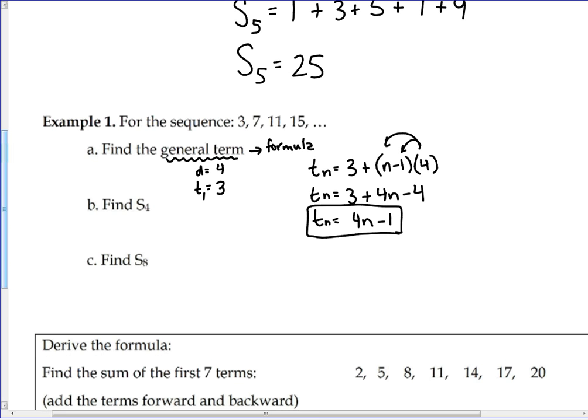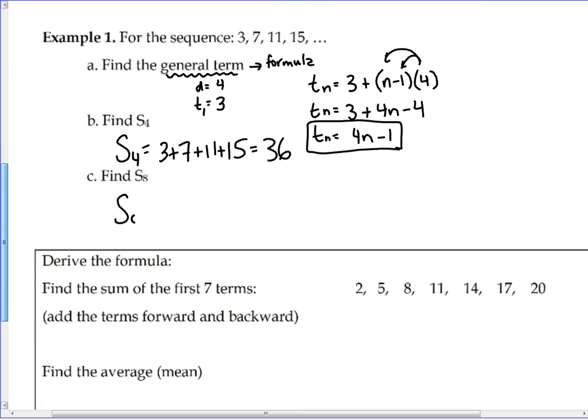That's a check. Find the sum of the first 4 terms. What are we going to do? Just add them. 3 plus 7 plus 11 plus 15. What does that give us? 36. Yeah, 10 plus 6, 26. 36.